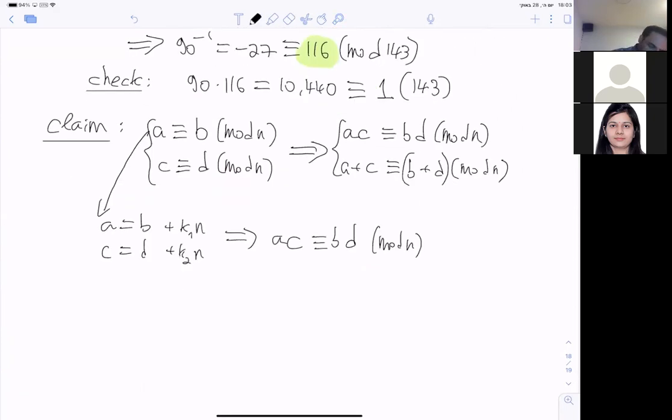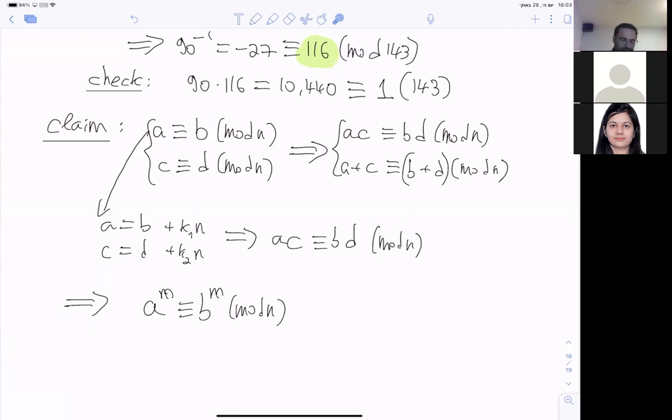Then you can also deduce that A to the power of m is congruent to B to the power of m, because it's like doing this thing with itself, and no, not n, m. I mean, it doesn't have to be n. When you multiply A with itself m times, it's like multiplying B with itself m times. Okay.